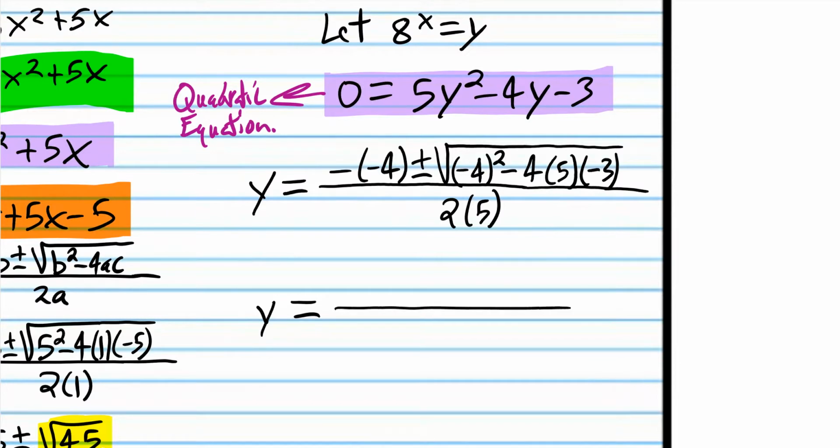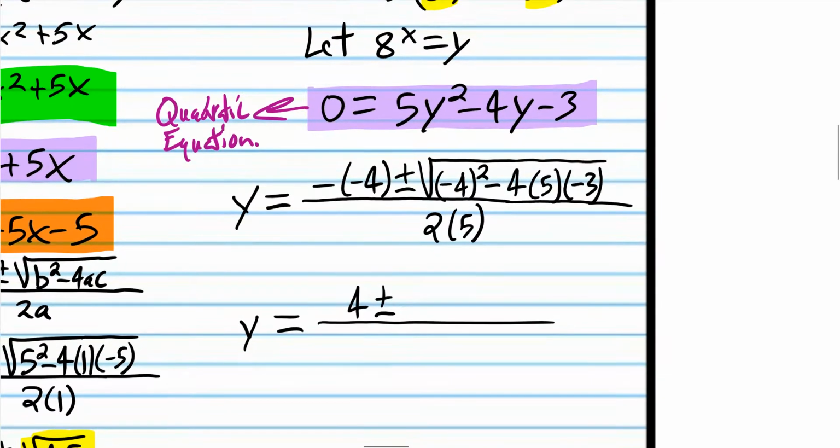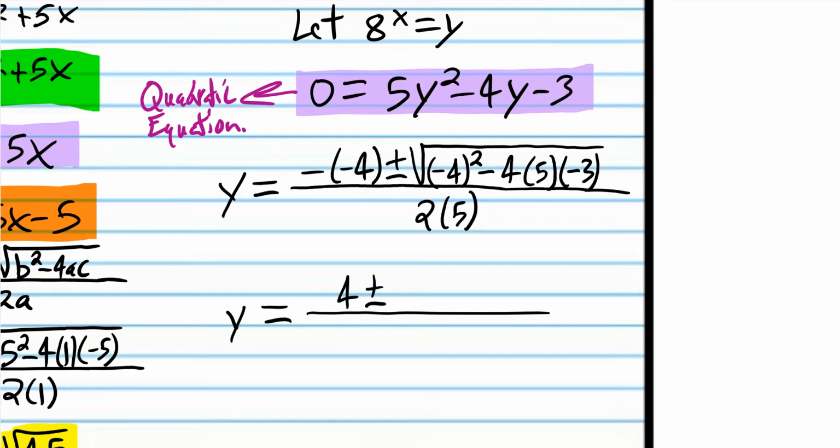So now a double negative becomes a positive, and I'm just going to do all the math in the root to save time in my head. -4 times 5 is -20. -20 times -3 is +60. -4 squared is 16. 60 plus 16 is 76. And 2 times 5 is 10.